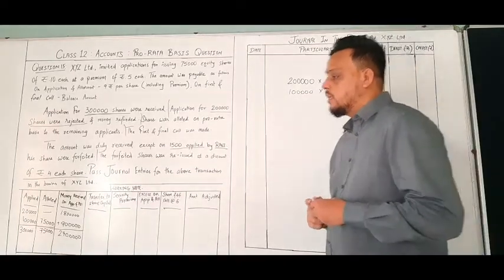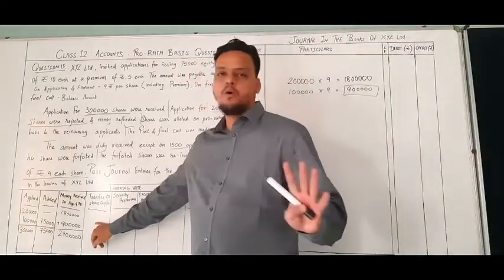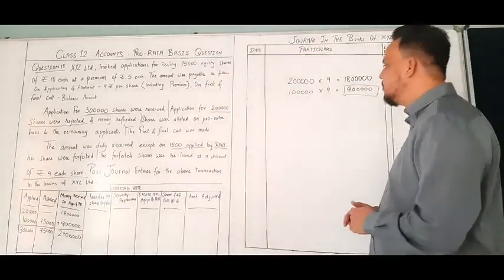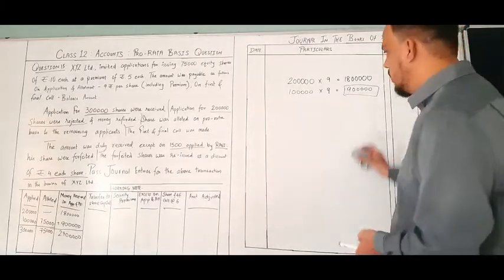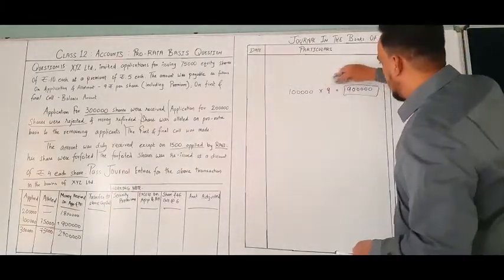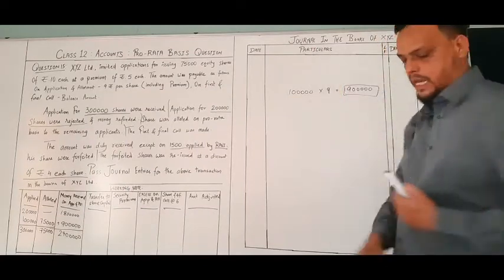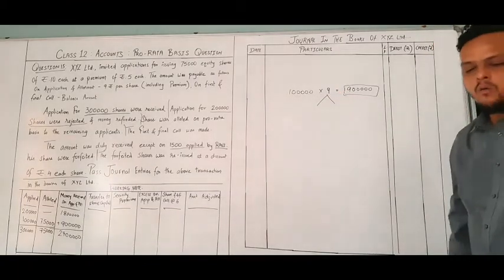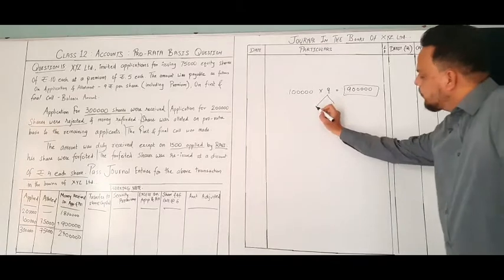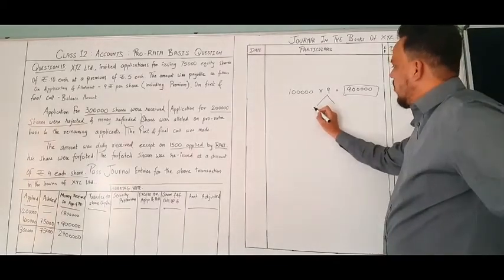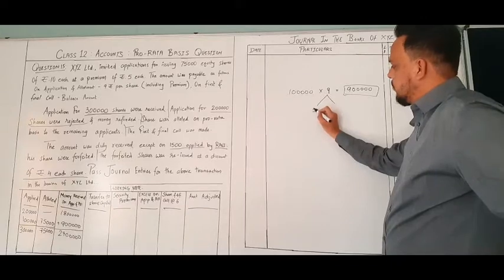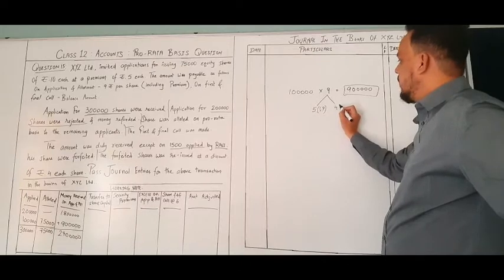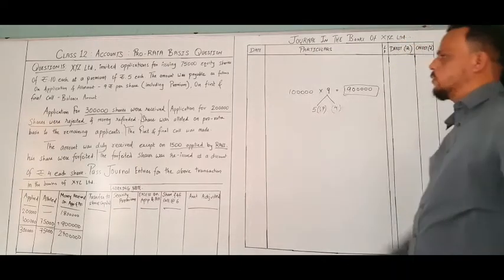Now, here column number 4 is mentioned, transfer to share capital. The amount has to be distributed. I have clearly mentioned it over here, so it will be easy to understand. Now, as you know, 9 rupees were being divided into 2 parts: 5 rupees of securities premium and 4 rupees of regular face value.